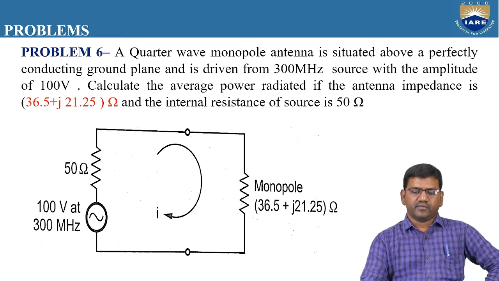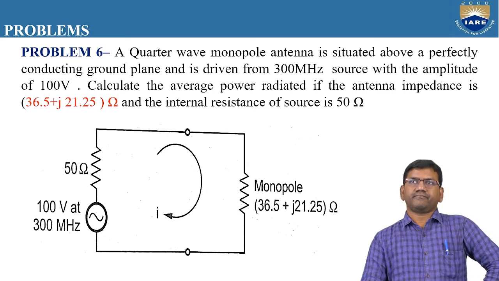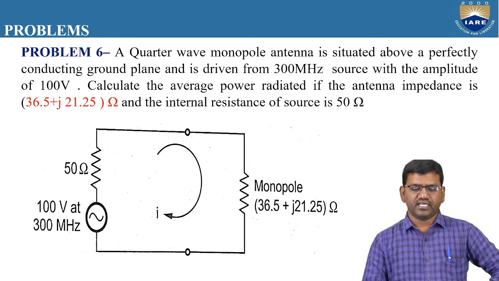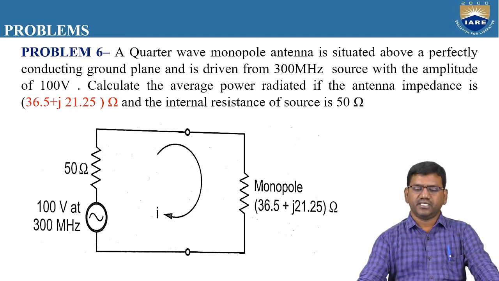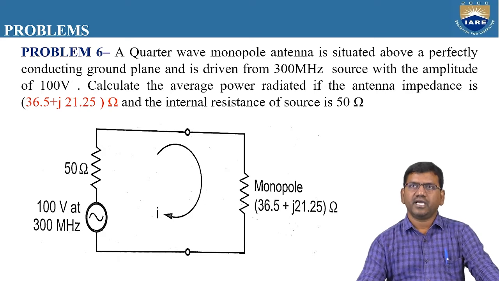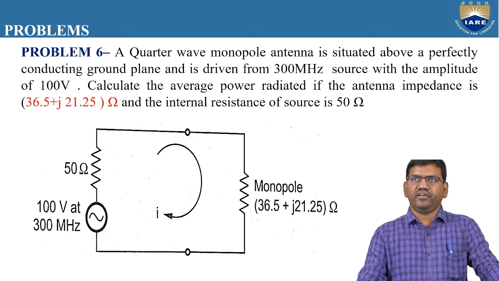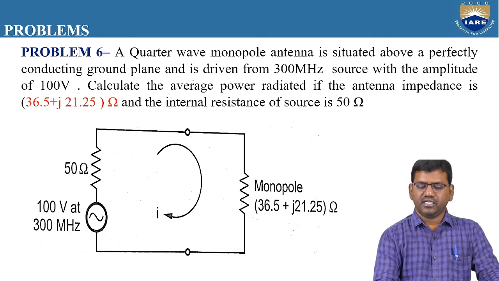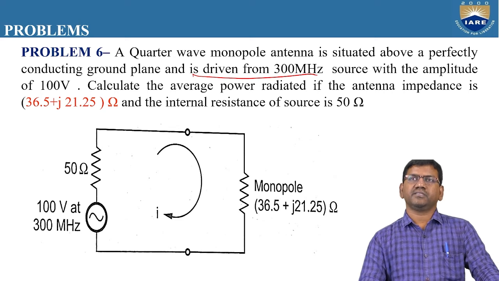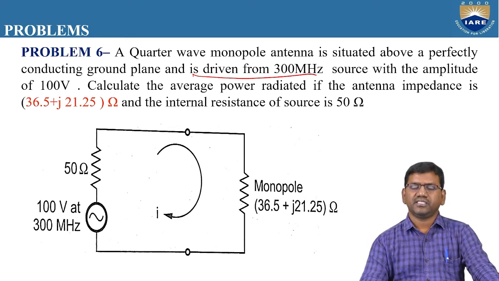We'll see the next problem. A quarter wave monopole antenna is situated above a perfectly conducting ground plane and is driven from a 300 MHz source with the amplitude of 100 volts. That means the amplitude of the electromagnetic wave is given as 100 volts, and the operating frequency given to the monopole antenna is 300 MHz.